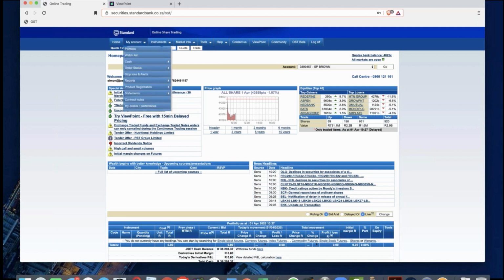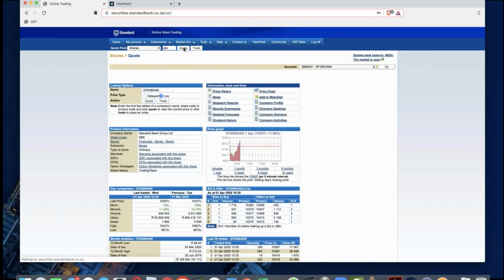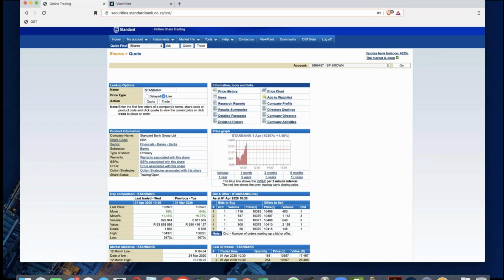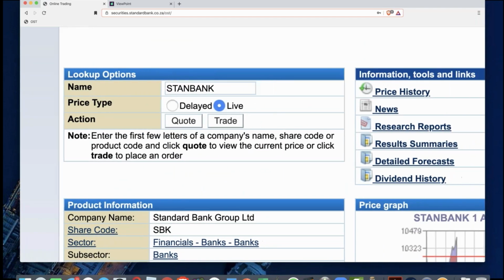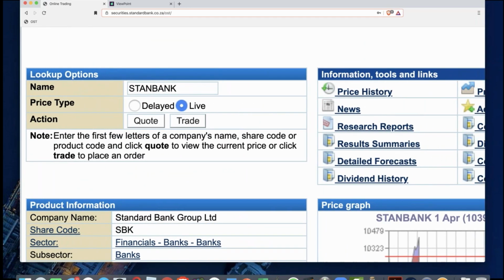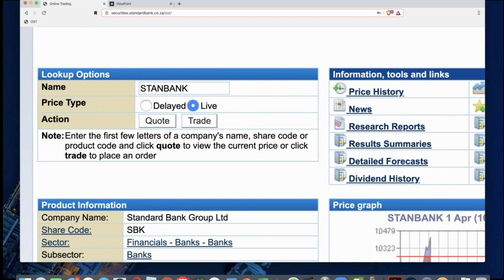So simply up at the top there under quick find shares, I've put in SBK. You hit quote and it takes you to this page here. Let me zoom in a bit. Nice. There we go. And let's run through what we're actually looking at, what the details are.